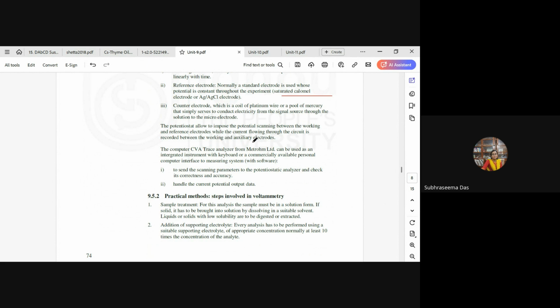Then we have a keyboard that is attached with an analyzer and detector, plus a software which scans the data that is obtained.